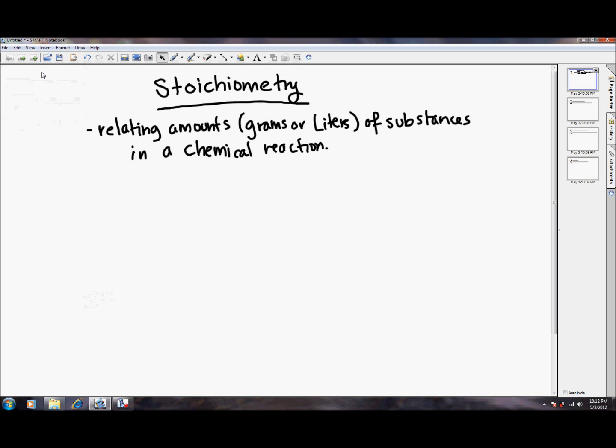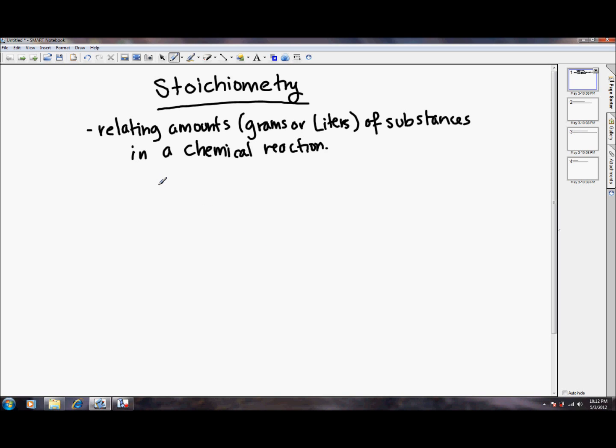Stoichiometry is simply calculations that are used to relate amounts, usually in the units of grams or liters, of substances in a chemical reaction to each other.